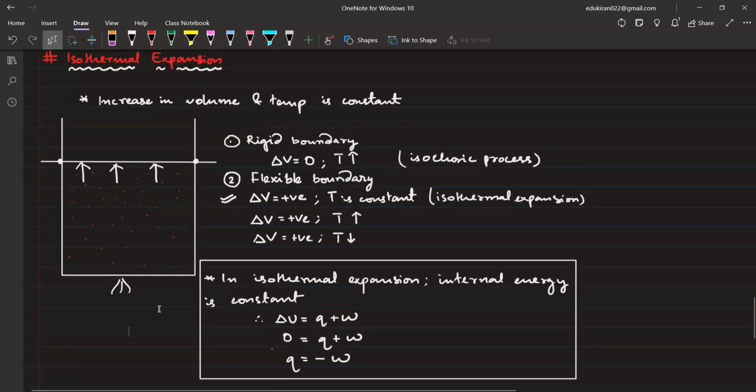Write this down. Now I will tell you the use of this particular formula, and how beautiful it is. Beautiful means how useful it is. I will show you how useful. First write it down comfortably. In isothermal expansion, internal energy is constant. Therefore, delta U equals Q plus W, and since delta U equals 0, Q plus W equals 0, and Q is equal to minus W. Write it quickly, then I will tell you.